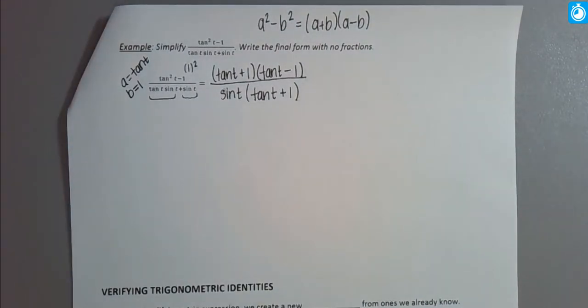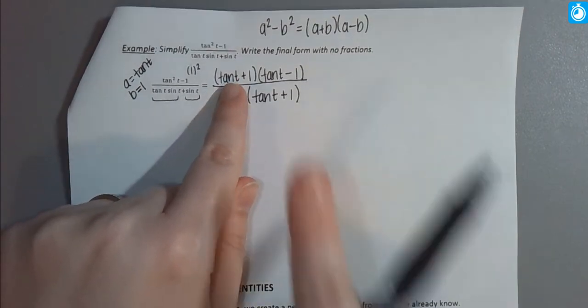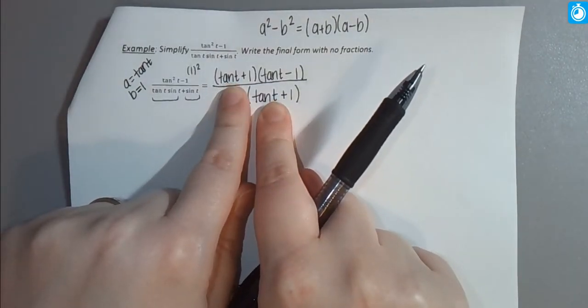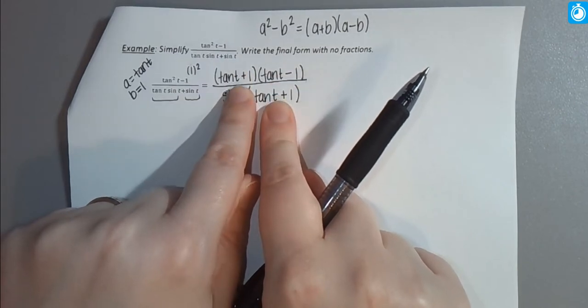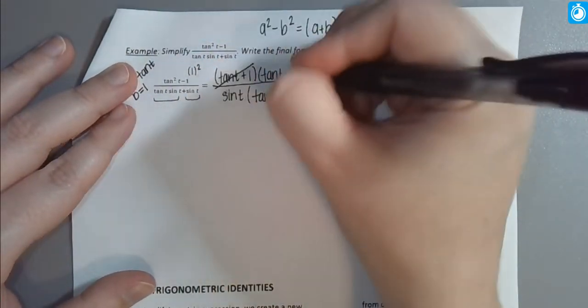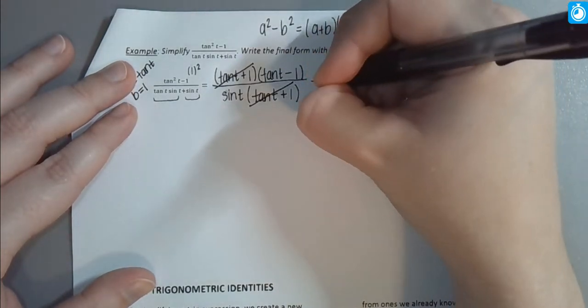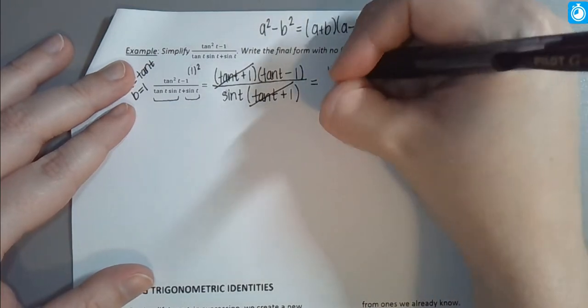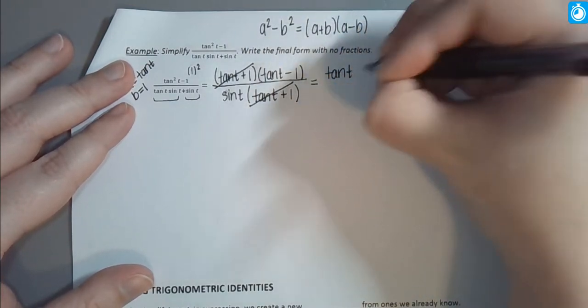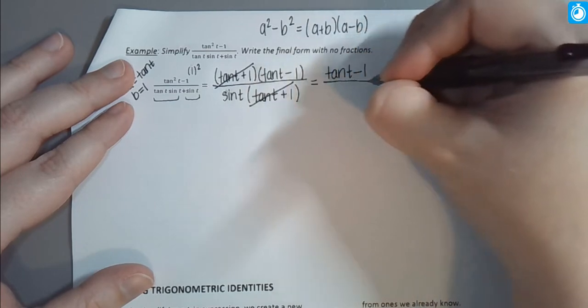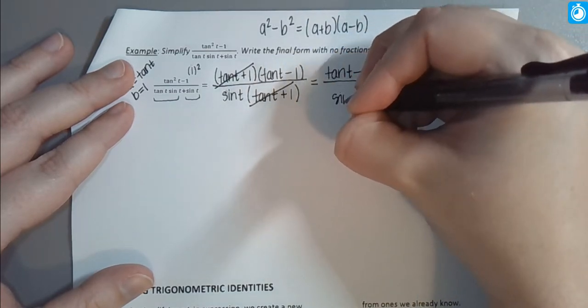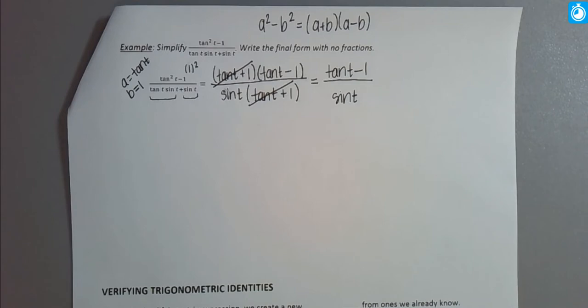Well, how did that benefit us? What did that do? Well, just like I predicted would probably happen, look at what we have in the numerator and denominator. We have a common factor of tangent t plus 1. So because that entire factor is common in the numerator and denominator, we divide that out and it reduces to 1. So what are we left with? Well, in our numerator, we have tangent of t minus 1. In our denominator, we have sine of t.